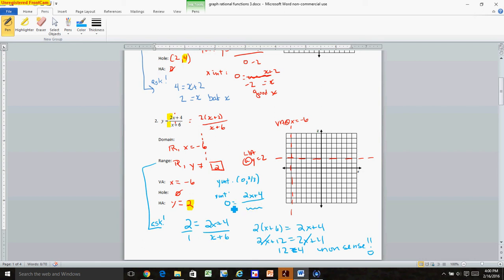Subtract 4, divide by 2. Right, for a fraction equal to 0, you only care about the numerator to be 0, so I got x is equal to negative 2, which is a good x. So my x-intercept is negative 2, comma 0.